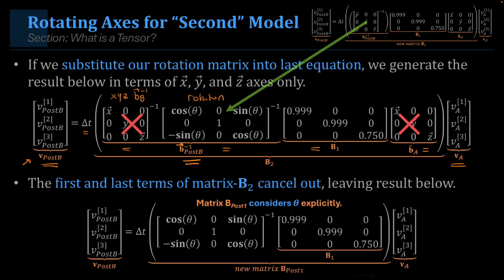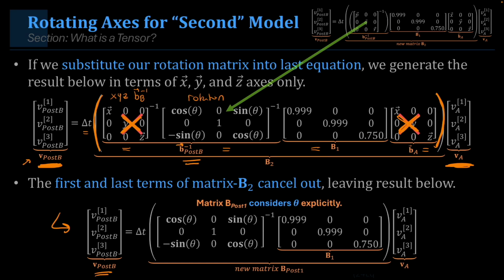velocities. But contained within these parentheses is a new map, right? Which takes the old velocities in terms of the original basis and generates new velocities in terms of the new basis. Now, why do I have an X over these two? I'm not gonna explain in detail, but we can see if we run the math that these two cancel out. So the first and last terms of matrix B2 cancel out, leaving the result below.